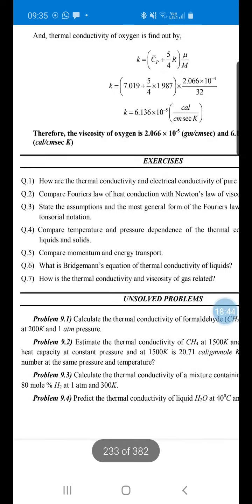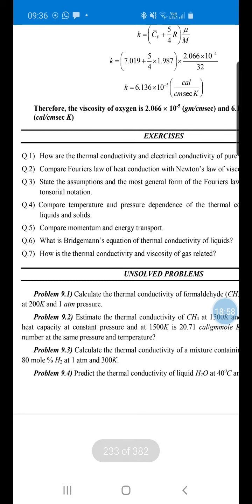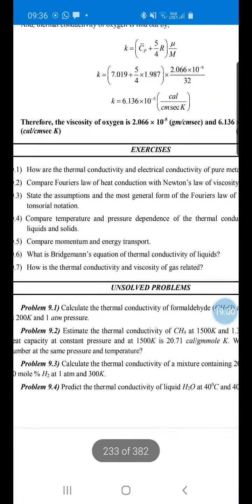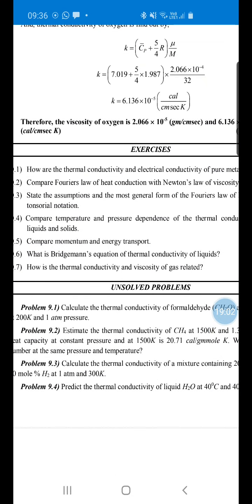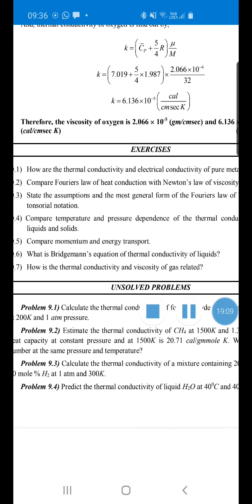So in this chapter we discussed everything about thermal conductivity, about Fourier's law, and about the thermal conductivity of liquids, gases and solids. So I think you understand everything about thermal conductivity. In the next lecture we will discuss the temperature distribution in solids and in laminar flow. Thank you.